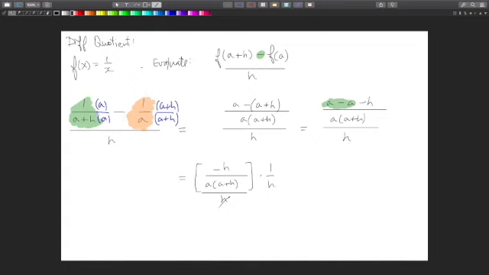Now the h's cancel. These two h's cancel, and you're left with negative 1 up top over a times a plus h. And then put a little box around that or circle it, because that's it, we're done.